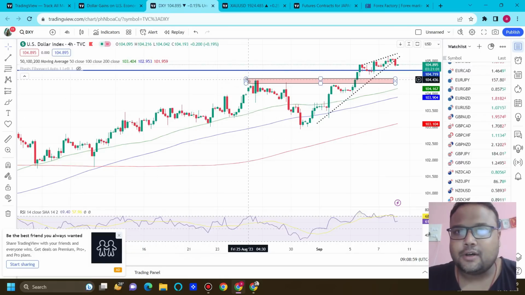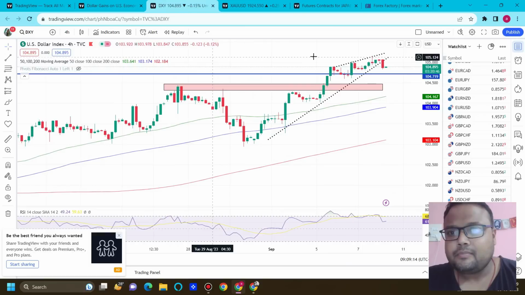And this is the chart of the dollar. As we know very well, for the last couple of days and weeks, DXY or the US dollar index is very bullish. Not only technically, but all the fundamental news factors are also helping DXY to fly.